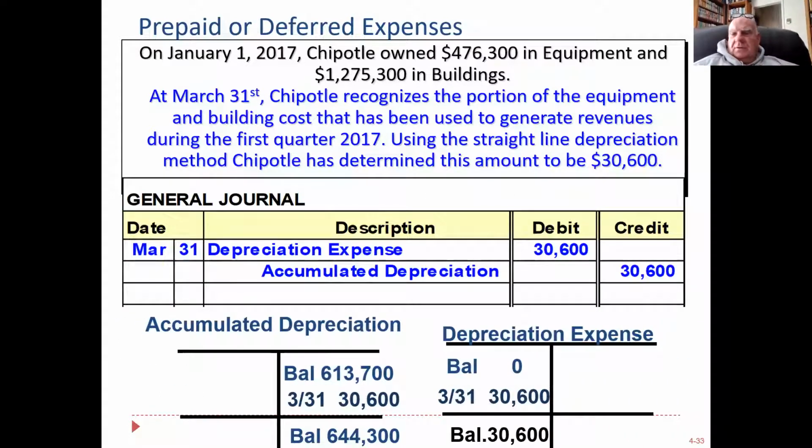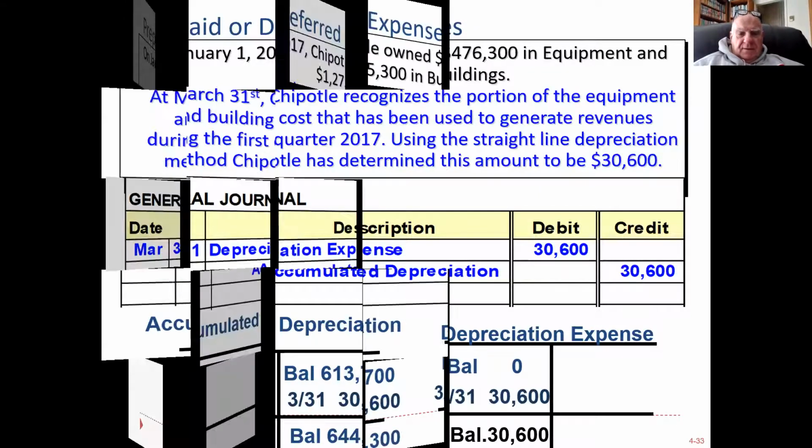There's your journal entry. Depreciation expense, accumulated depreciation, a contra asset married to, in this case, the equipment. Okay? So $476,300 minus whatever the accumulated depreciation was will give you the net book value. Okay? That one I don't think is too difficult.